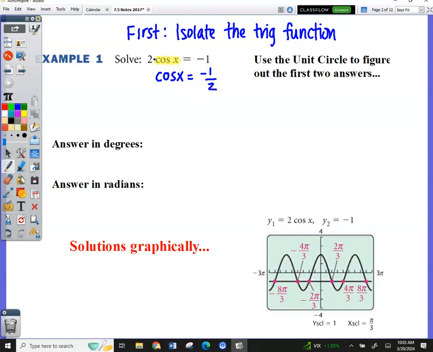Right? So basically what it's asking is, what angle has a cosine value of negative 1/2? Let's actually write this. Let's come over here and write, what angle has cosine equal to negative 1/2? That's how you read the equation.